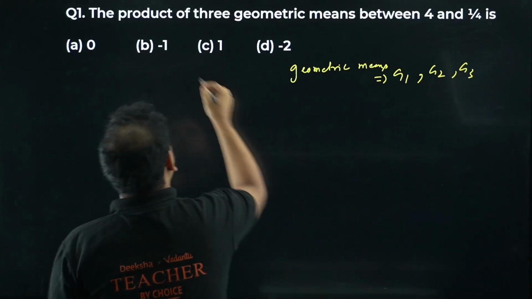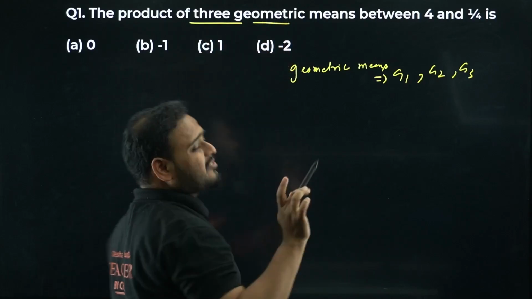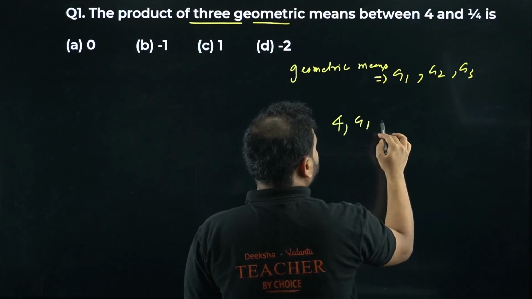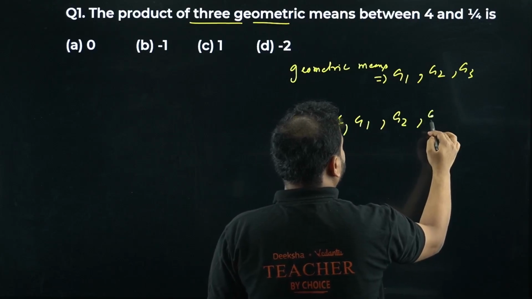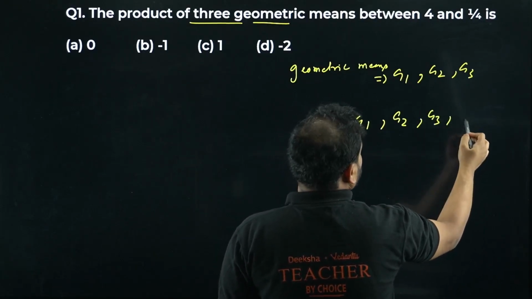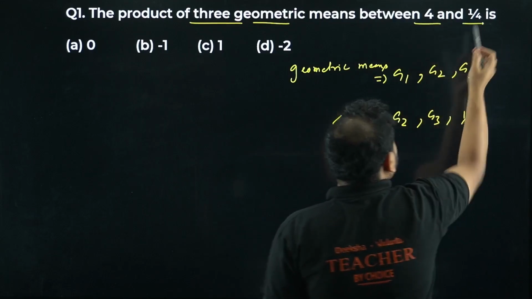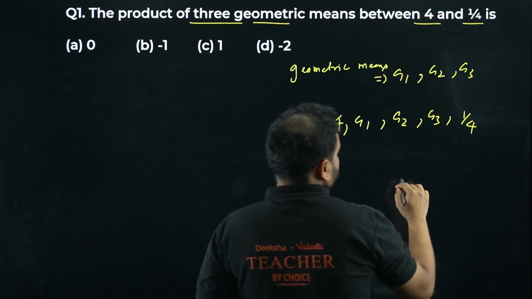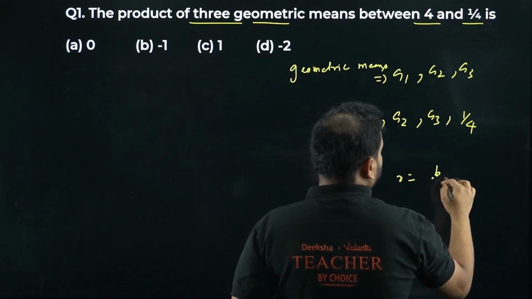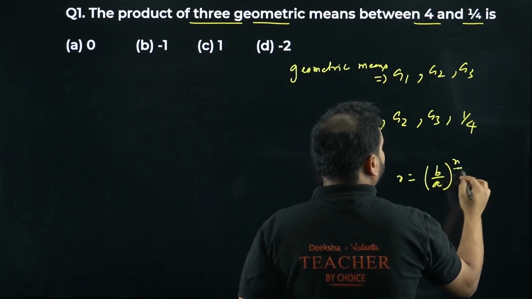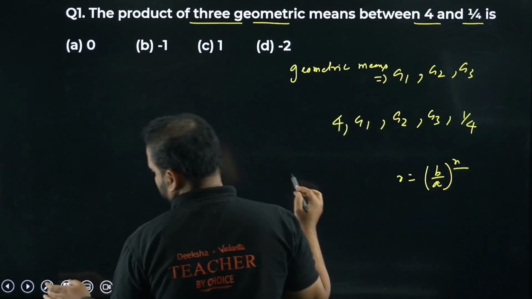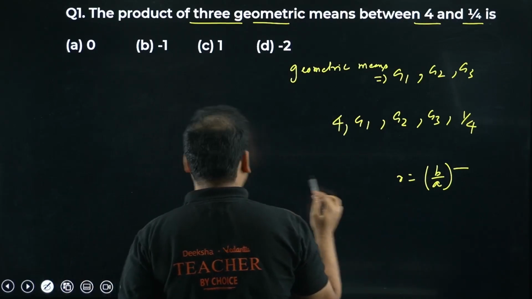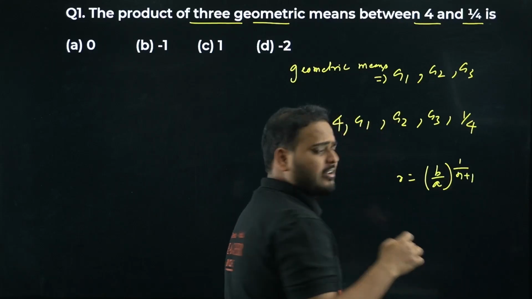Why only 3? Because they're saying that we're talking about only 3 geometric means. Now the numbers are given right here: 4, G1, G2, G3, and the last one is 1 by 4. The number A is 4 and number B is 1 by 4. Again you can use the formula that is given to you: R equals (B by A) power 1 upon n plus 1.